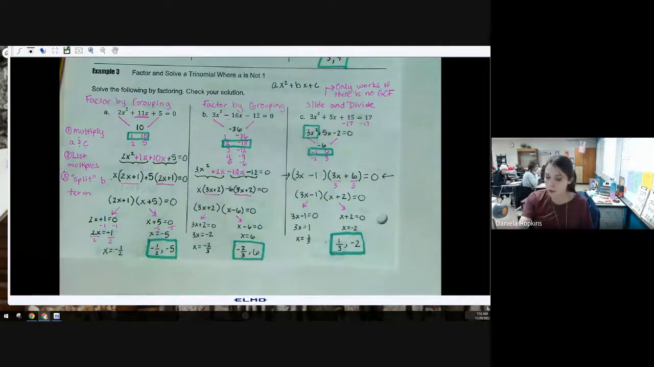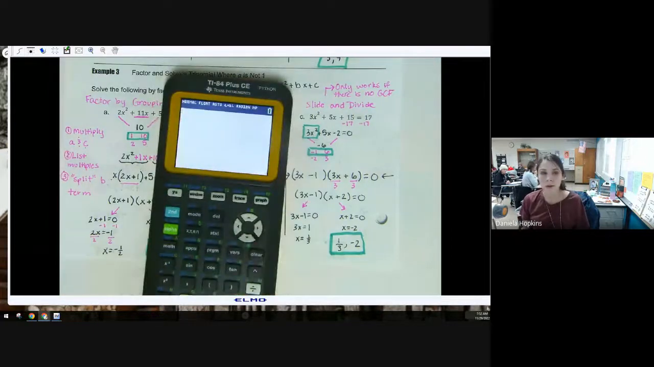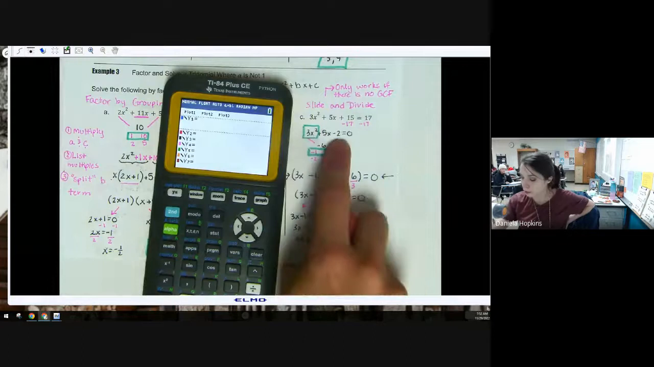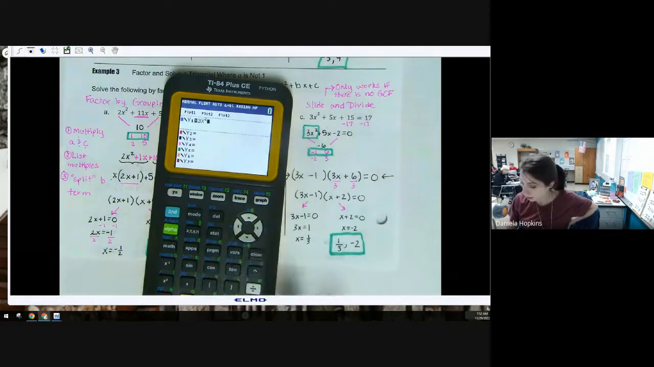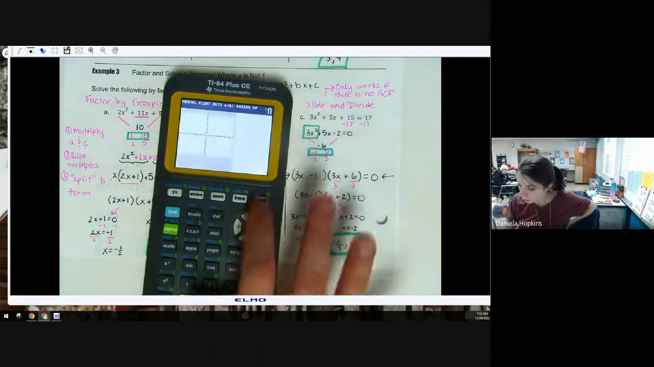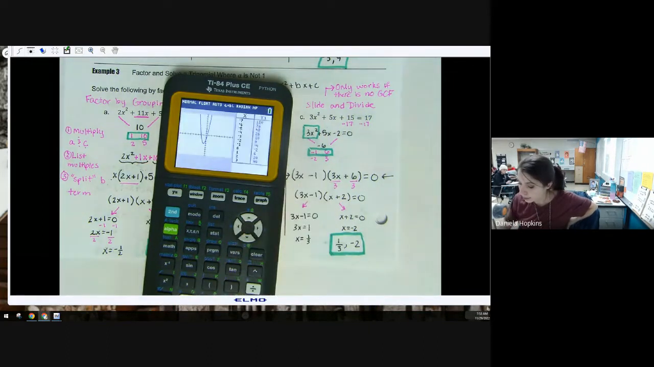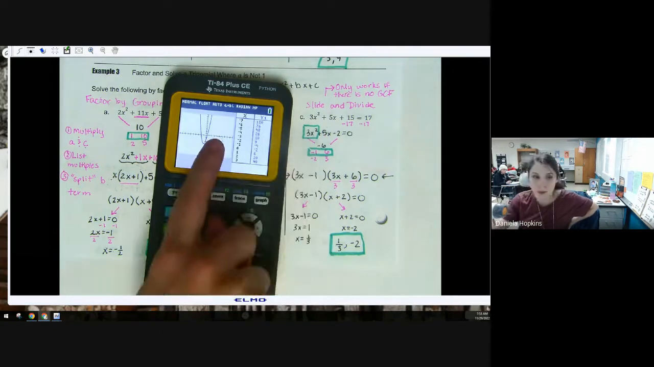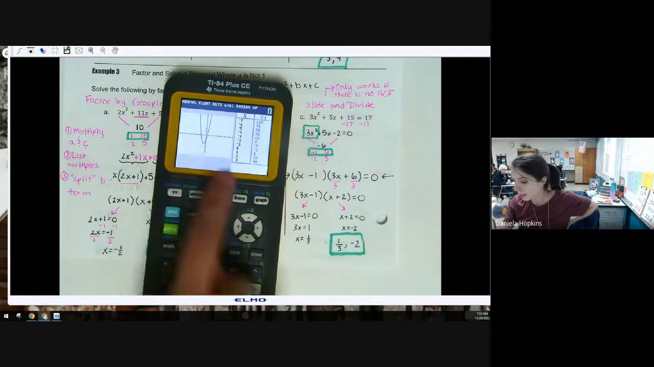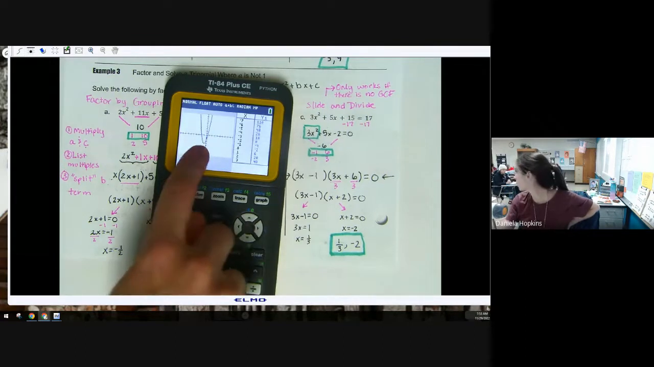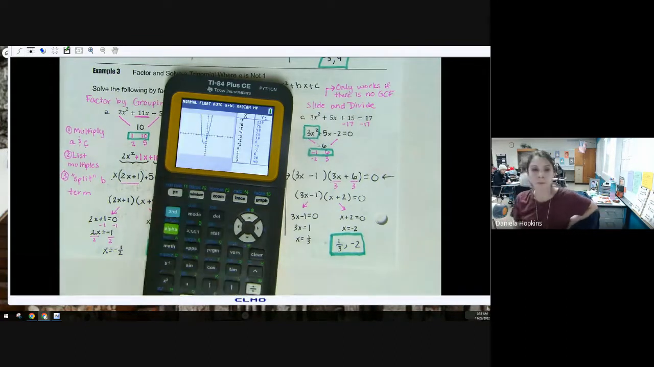As a reminder, you can always check your work. If you go to your y equals, clear out anything that's in there. Type in this equation with the equals 0, not the equals 17. So 3x squared plus 5x minus 2. And then if you look at your graph, we have this parabola. It's kind of hard to see the 1/3, but you can see that it's happening between 0 and 1. It's about 1/3. And then it's happening at negative 2. It crosses the x-axis. So again, you can check your work that way.